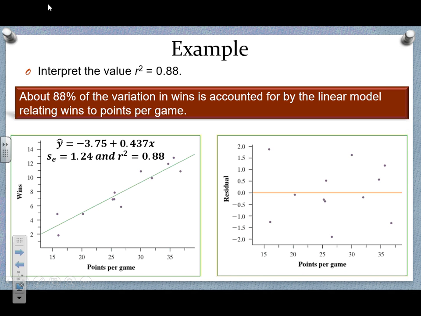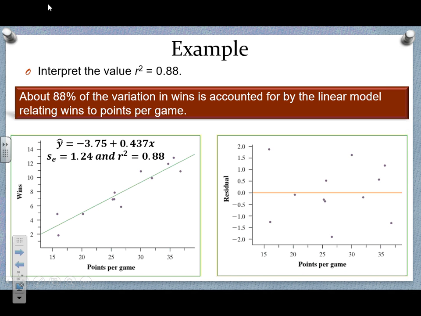And again, this is pretty much a universal statement. All you have to do is change context. So whatever your correlation squared comes out to be, you can make it a percentage. About 88% of the variation in Y is accounted for by the linear model. Okay? It's as simple as that. This percent of the variation in Y is accounted for by the linear model. So when they ask you to interpret R squared, that's your blanket statement. Okay?